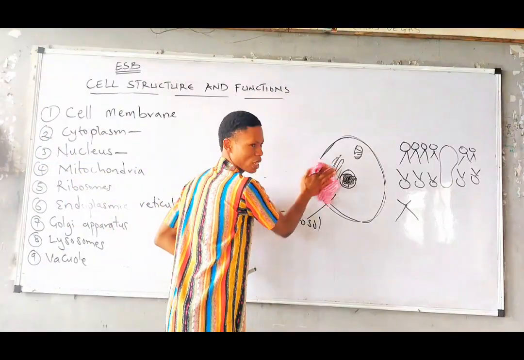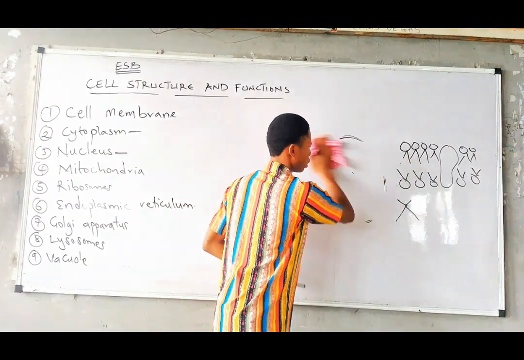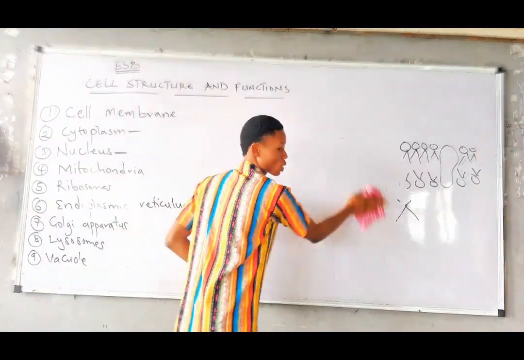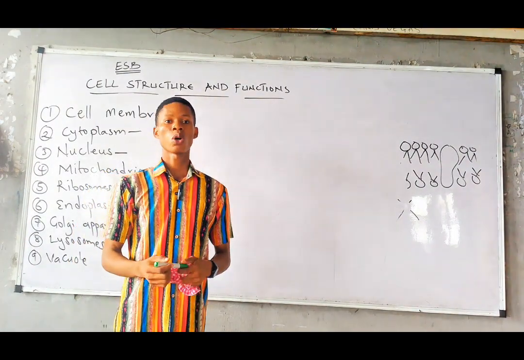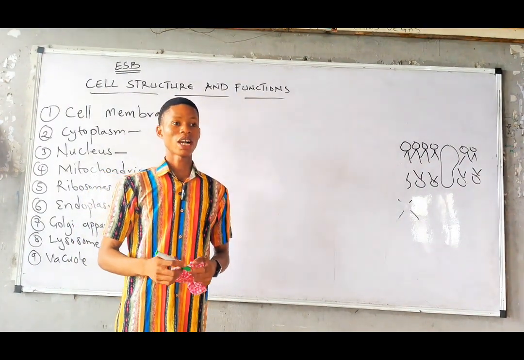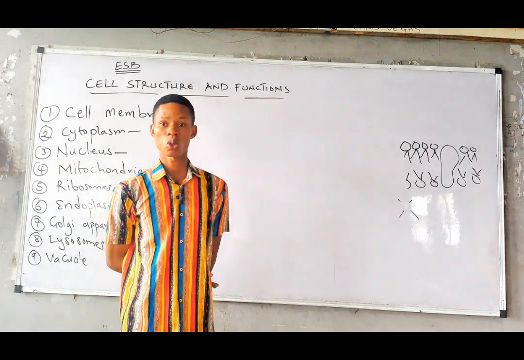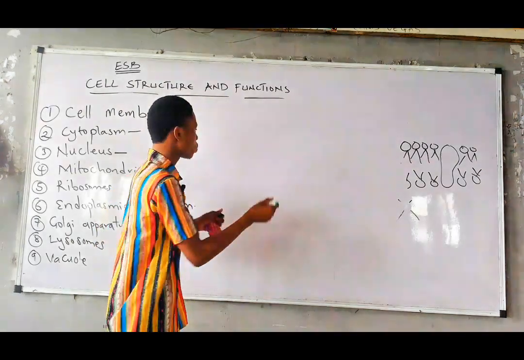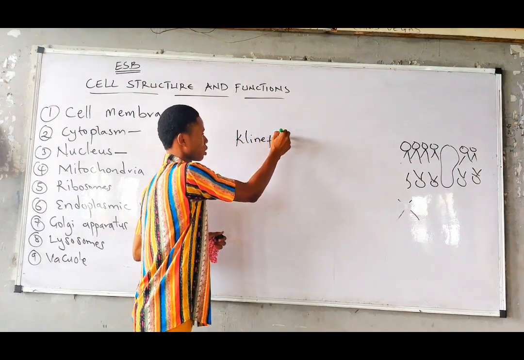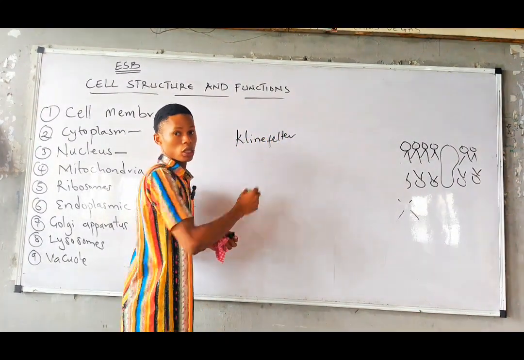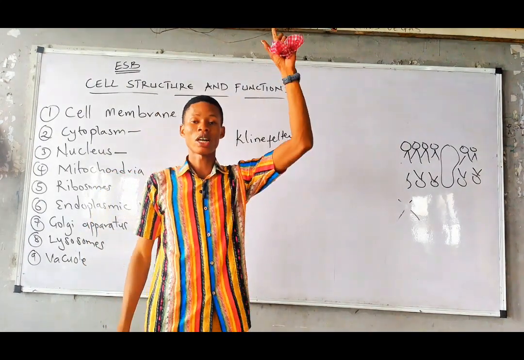Do you know why I emphasize normal human beings? There are some people that can have more than 46. There are some people that can have less than 46. There's a case called Klinefelter syndrome. They can have 47, 48, 49 chromosomes. Klinefelter syndrome is a disorder. This set of persons are usually very tall. It affects only males.